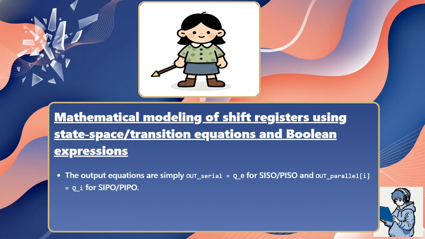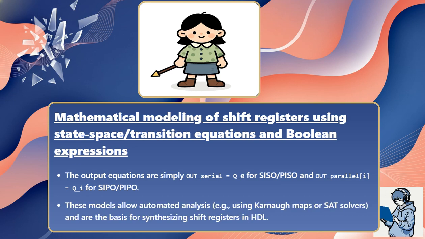The output equations are simply out serial equals Q0 for SISO/PISO, and out parallel of I equals Q sub I for SIPO/PIPO. These models allow automated analysis, for example using Karnaugh maps or SAT solvers, and are the basis for synthesizing shift registers in HDL.